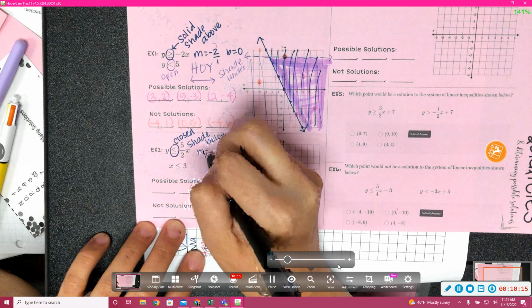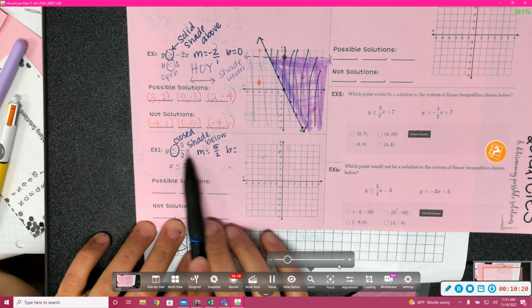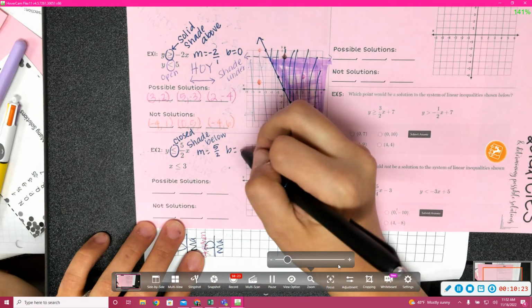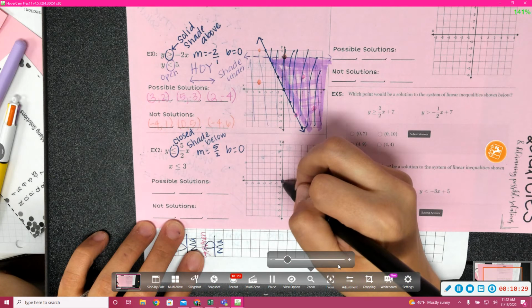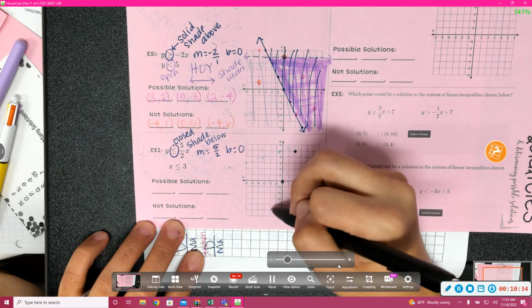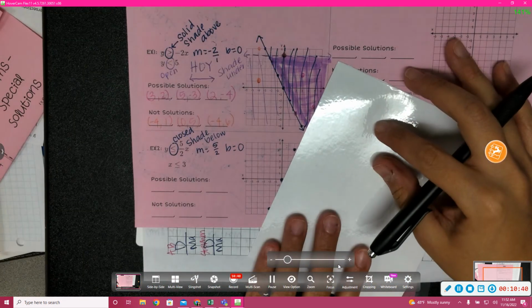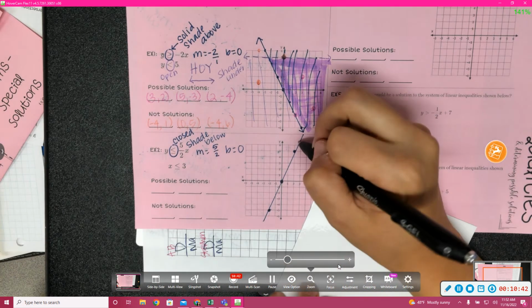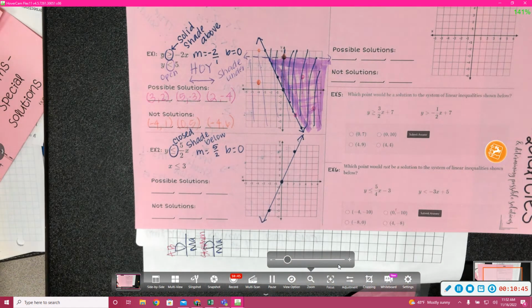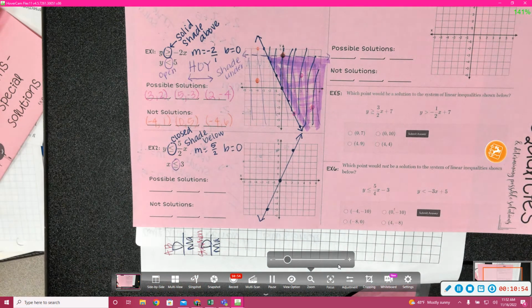My slope is 5/2. My y-intercept, again, there is nothing being added or subtracted, so my y-intercept is 0, meaning it goes through the origin. Up 5, right 2, or down 5, left 2. It is a closed line. Next, my next inequality, oh, and I forgot to shade. Sorry. And we shade below.